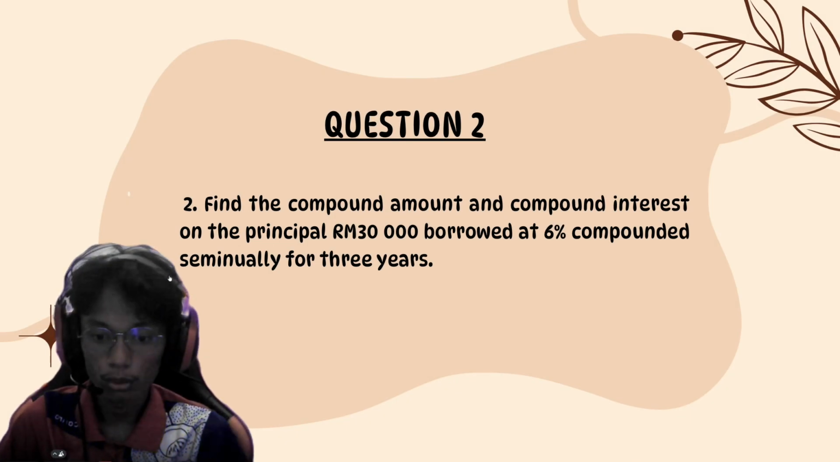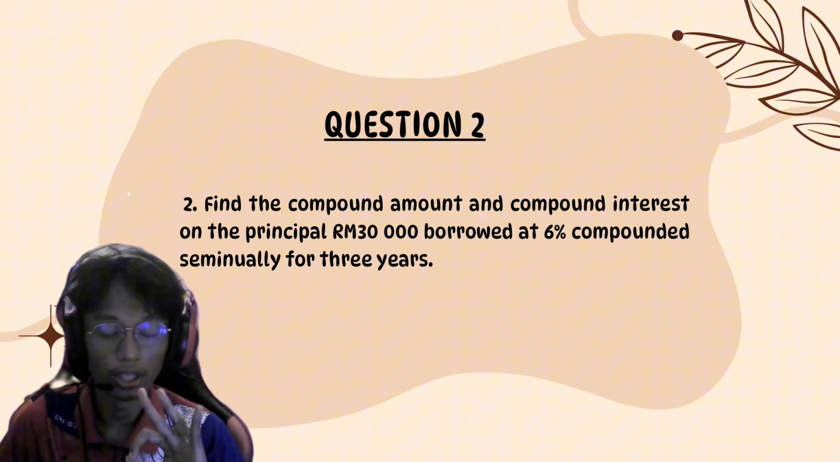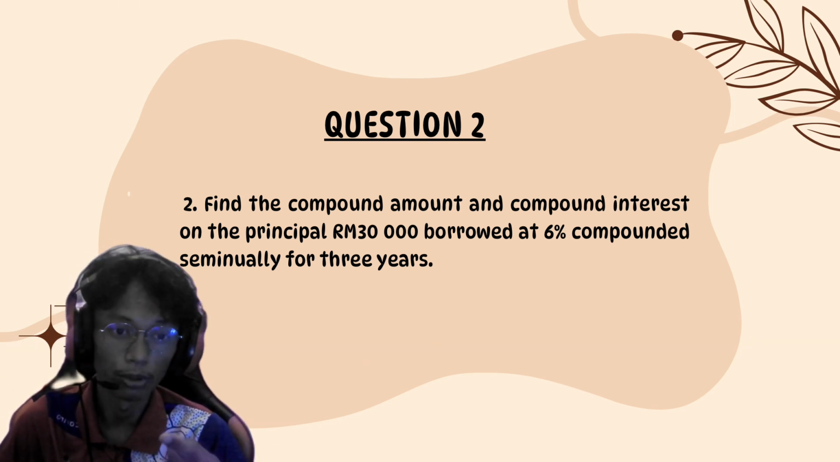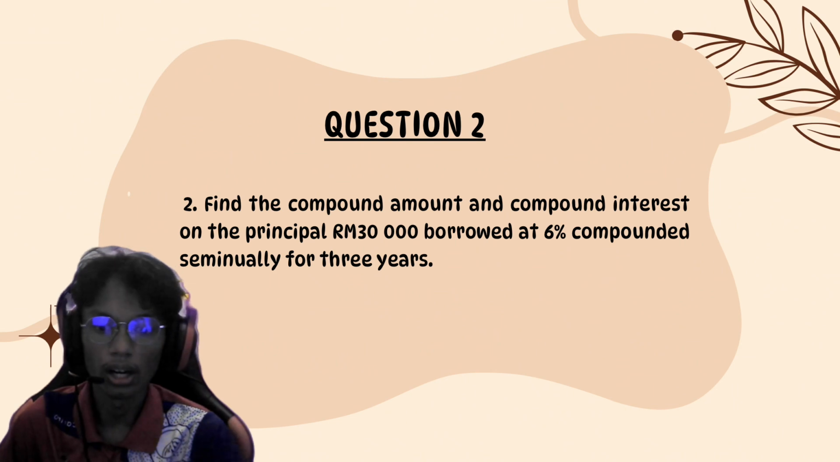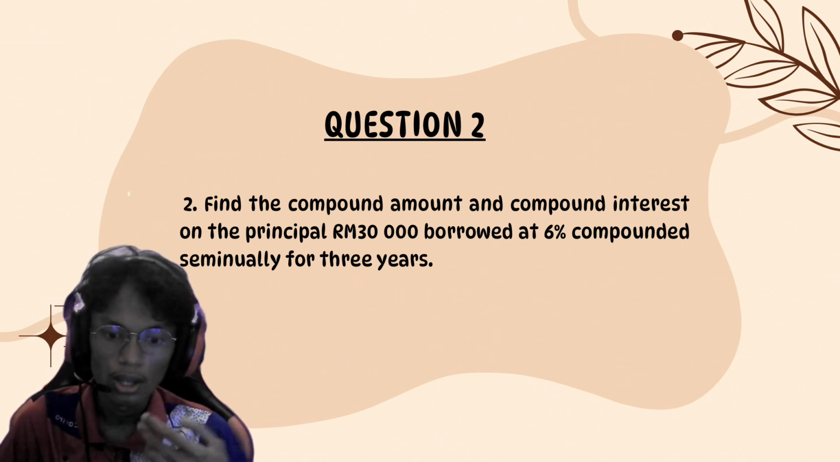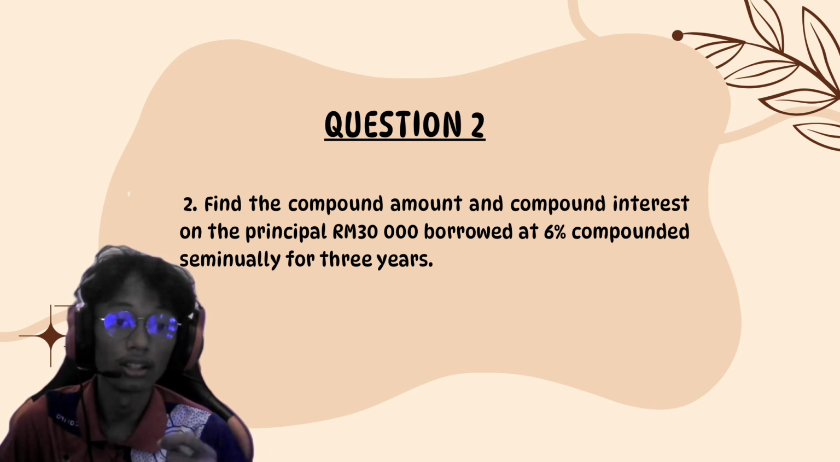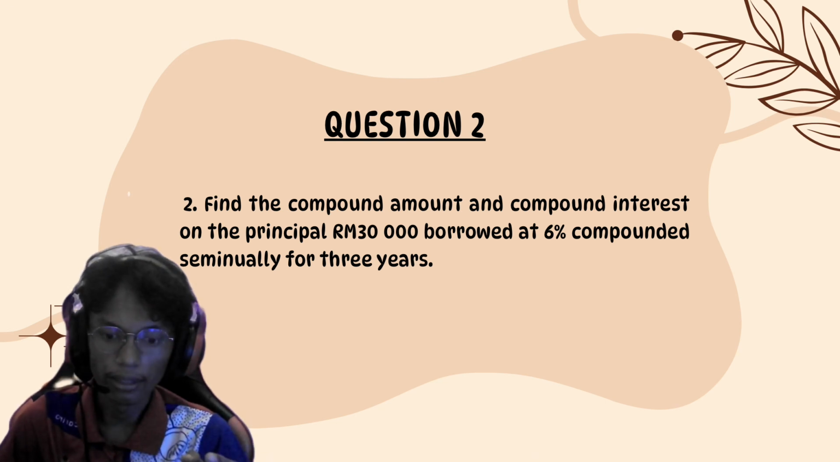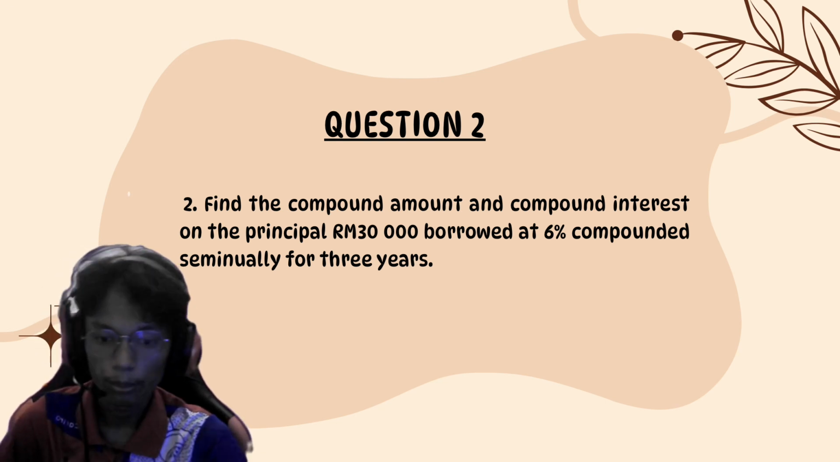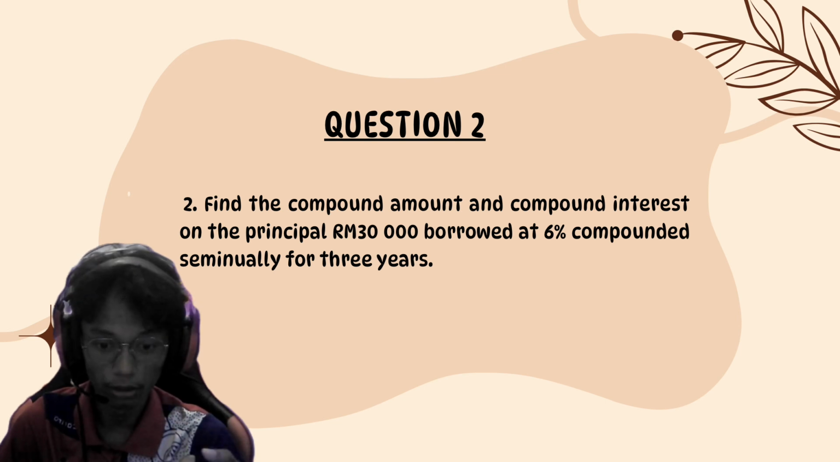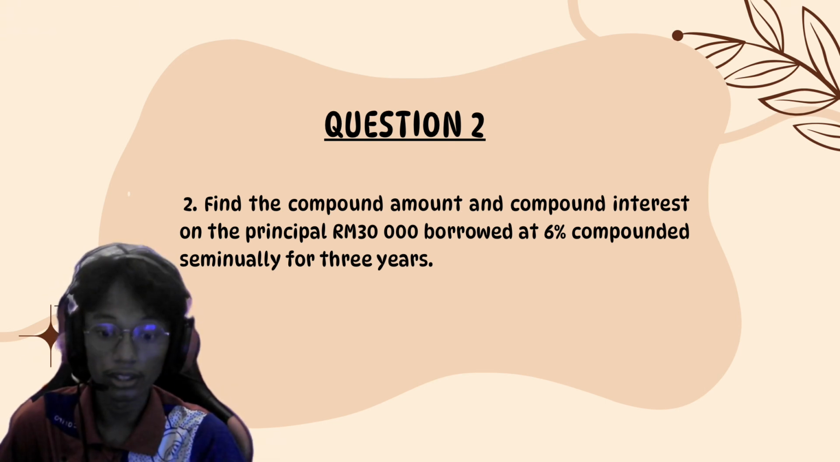Okay, so for question number 2, there are 3 things that I'm going to highlight in here. The first one is main problem. The main problem is we are asked to find how much the borrowed money will grow for after 3 years with compound interest and how much the interest is charged. And then we moving to objective. We need to calculate the compound amount, which is total amount after 3 years. And then compound interest, how much extra is paid from the original amount.